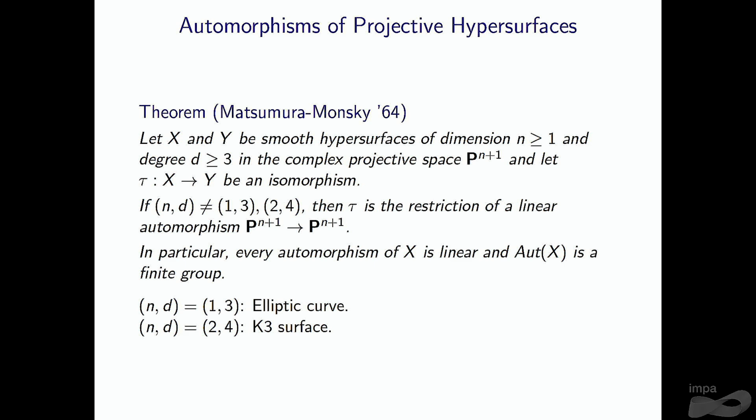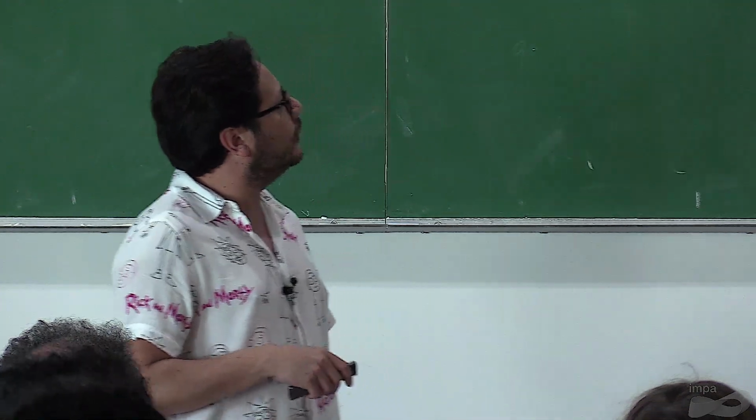So every automorphism of X is linear. Linear means it comes from the ambient projective space, and it's also a finite group. This you have to prove, but it's part of their paper, and they prove it in different statements. The cases that are excluded here are really exclusions, because if (n,d) is (1,3), this is an elliptic curve whose automorphism group is not finite, because it contains the curve itself at least, maybe some more. And if (n,d) is (2,4), it is a K3 surface, which not all the time, but in many cases has an infinite automorphism group, and in many cases has nonlinear automorphisms. So the exclusions are really excluded. It's not because they couldn't prove it.